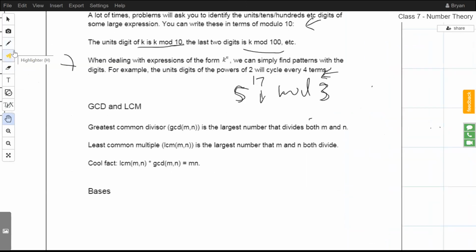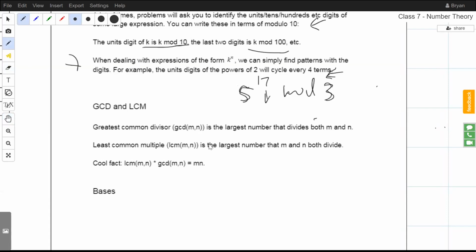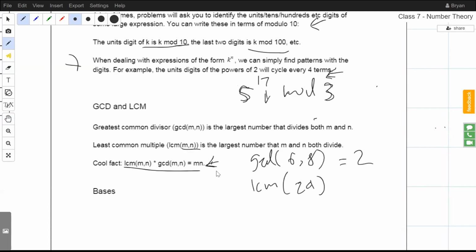The next thing I want to talk about is the greatest common divisor and least common multiple. Basically, the GCD of two numbers is the largest number that evenly divides both of them. And on the contrary, the least common multiple is the largest number that both numbers divide. The only thing you need to know is that when you multiply the GCD and LCM together, you get the product of the two numbers. So if we have, for example, 6 and 8, the GCD is 2, the LCM is 24, and the product is 48, which is exactly 6 times 8.